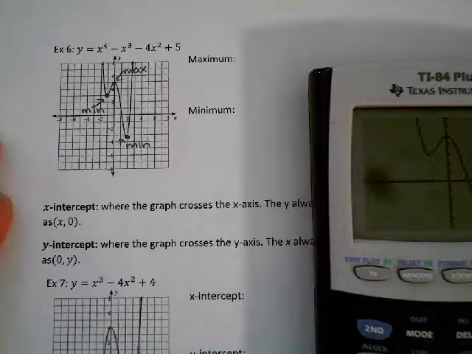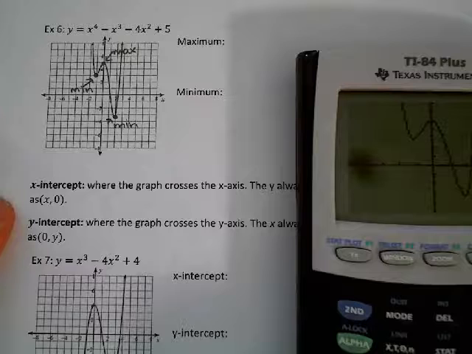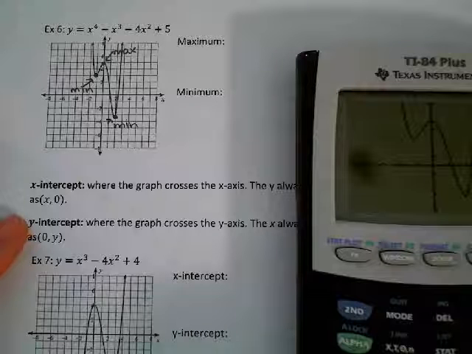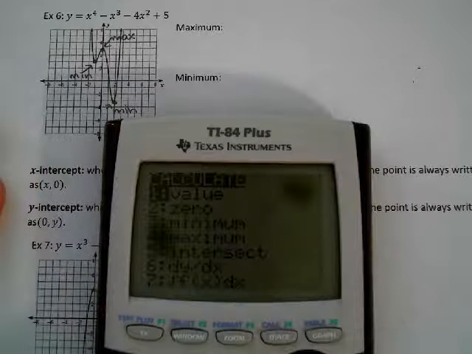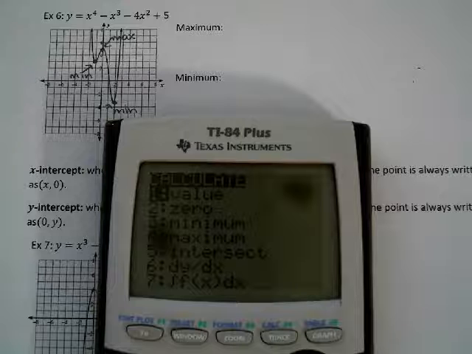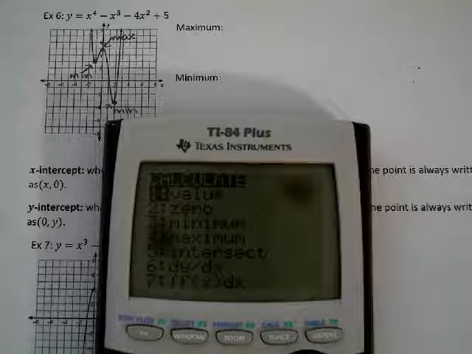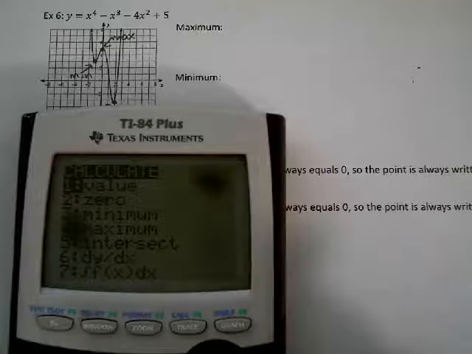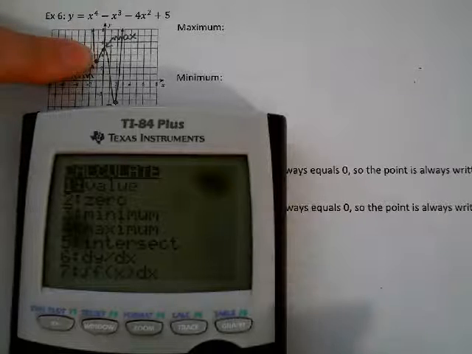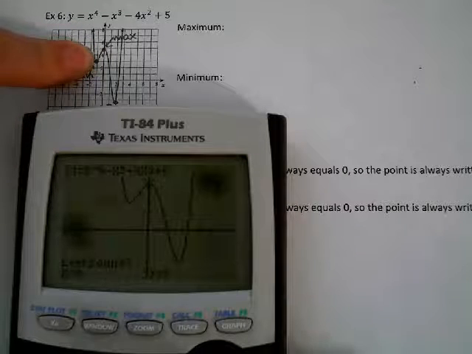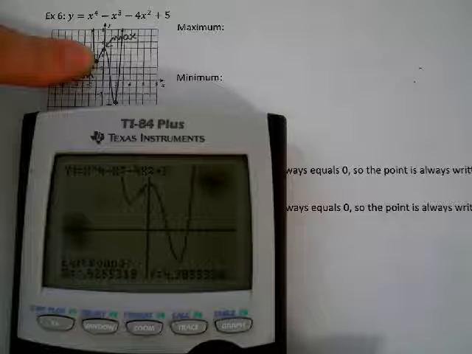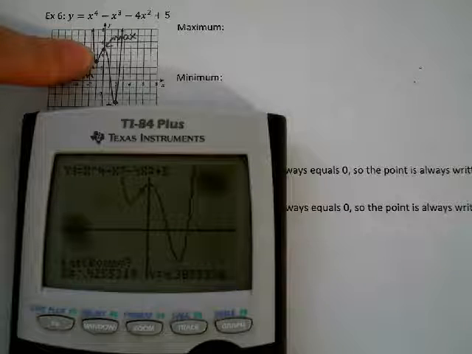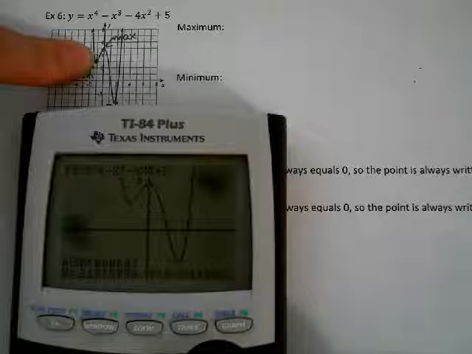So how do I use my calculator to find those points? Anybody? How do we get to the menu? Yeah, I go down to 3 or 4, whichever one. Okay, which one do you guys want to find first? Maximum. Okay, so the maximum is right here in the middle, so we're going to go to number 4. And then you can scroll or you can plug in numbers for your left bound, right bound. So here I'm on the left side. Over here, I'm on the right side.